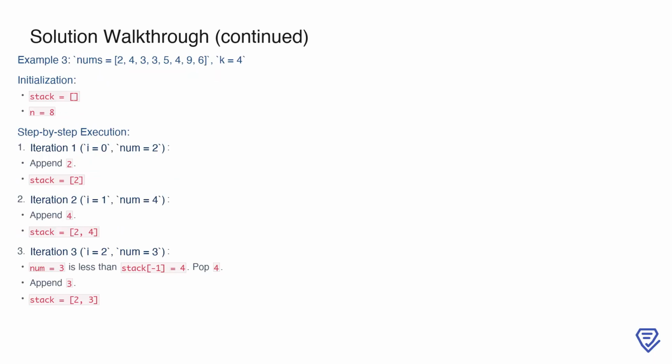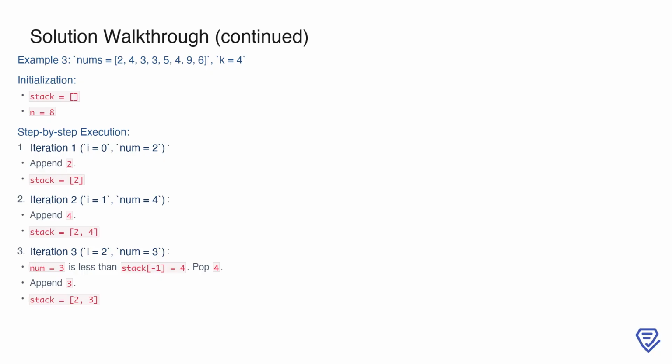Now let's consider a more complex example where nums is 2, 4, 3, 3, 5, 4, 9, 6, and k is 4. We start with an empty stack and the length of nums is 8. In the first iteration, number is 2. Since the stack is empty, we append 2, resulting in a stack of 2. In the second iteration, number is 4. The stack size is less than k, so we append 4, making the stack 2, 4.